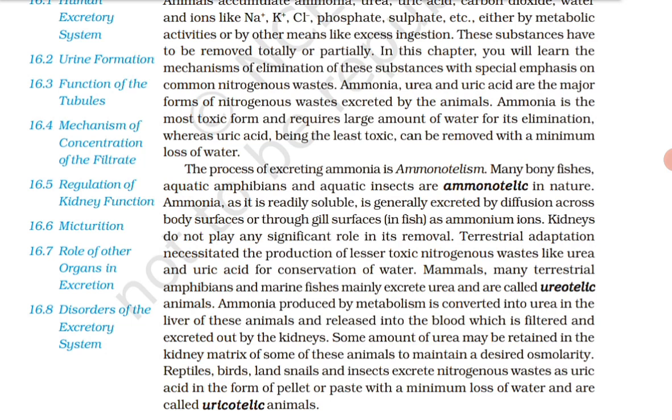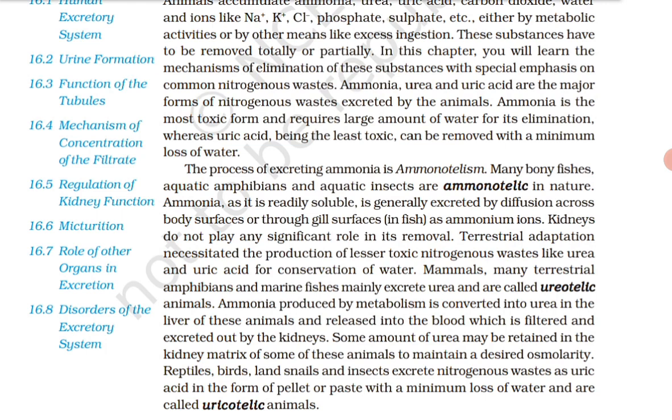Ammonia, as it is readily soluble, is generally excreted by diffusion across body surfaces or through gill surfaces in fishes as ammonium ion. Which ion? Ammonium ion. Kidneys do not play any significant role in its removal. Terrestrial adaptation necessitates the production of less toxic nitrogenous waste like urea and uric acid for conservation of water.